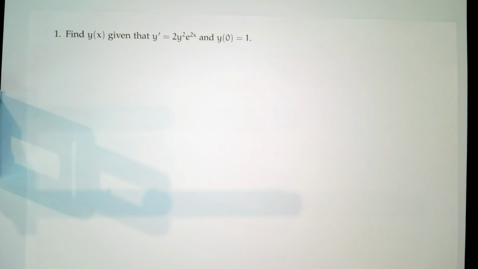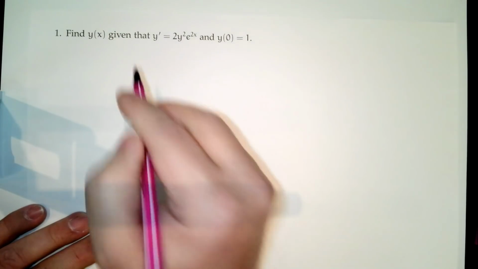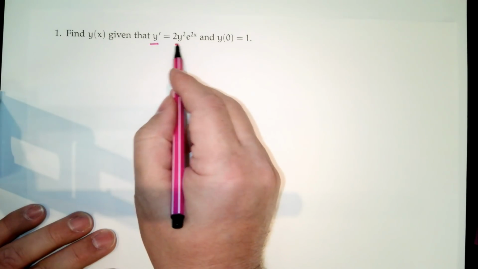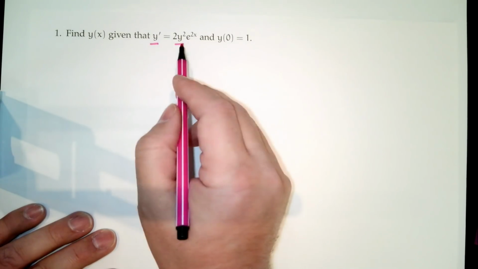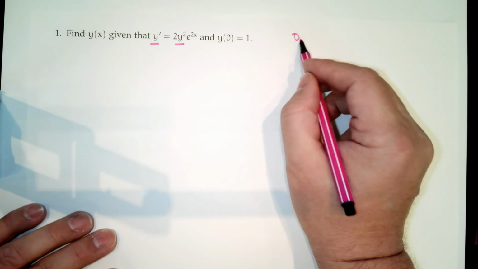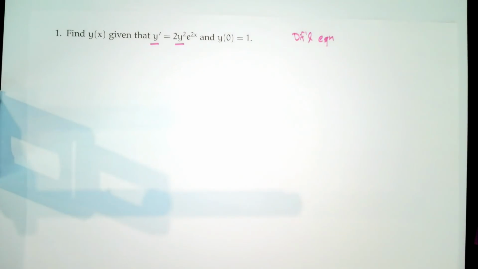Find y of x given that y prime is equal to 2y squared e to the 2x. And one of the things that we have to learn, and this is probably one of the hardest things about these tests, is figuring out, what are we doing? What's the problem here? What type of thing is this? So looking at this problem here, what I see is a y prime and a 2y squared. Whenever I see an equation that involves the derivative and the original function, this is called a differential equation. And in particular, this is the very last topic that we learned. So this is a separable differential equation.